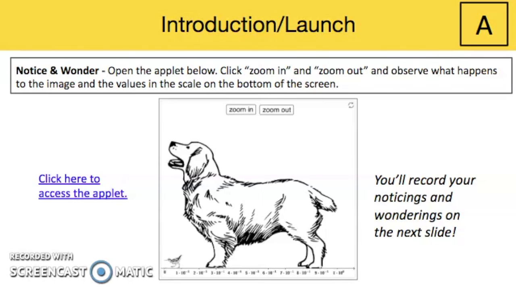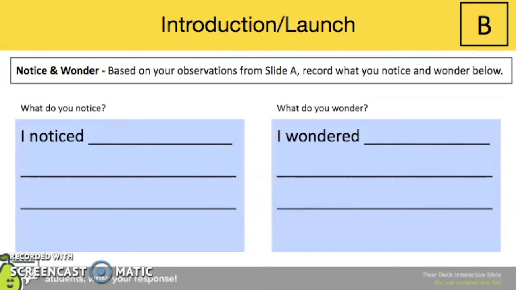That way students can focus more on their noticings and wonderings rather than accessing the applet. So you can direct students to the next slide, which is where they actually write down their noticings and wonderings. So you want them to write at least one noticing and at least one wondering.